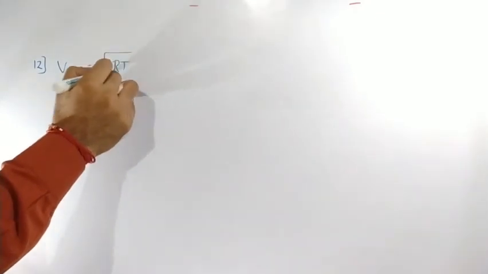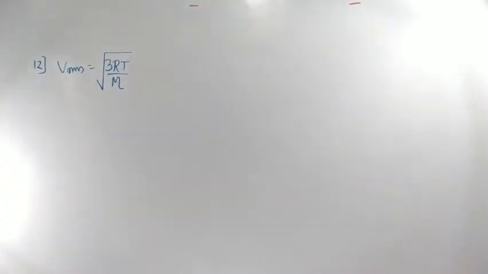I hope this is question number 12. Listen. To solve this question, first we should understand the term VRMS. Just recollect the formula for VRMS. Formula for VRMS is nothing but what? Root of 3RT divided by M. Correct now? Root of 3RT divided by M.